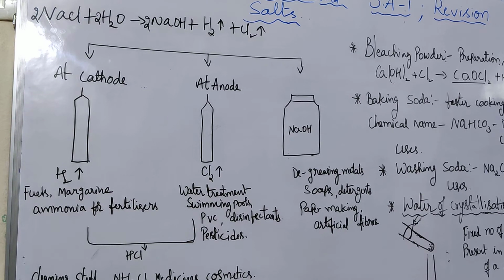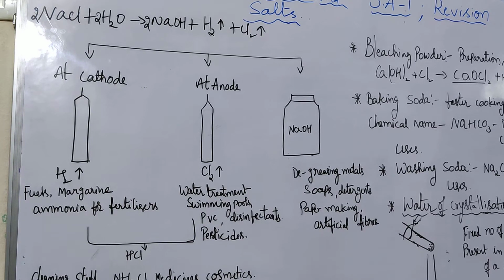It is important for 1 mark. When electricity is passed through the brine solution, it decomposes and forms sodium hydroxide, and this process is known as the chloroalkali process. This is also a very important question. What are the end products of the chloroalkali process? At the cathode we obtain hydrogen gas, and at the anode we get chlorine gas and sodium hydroxide.